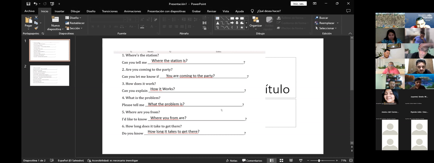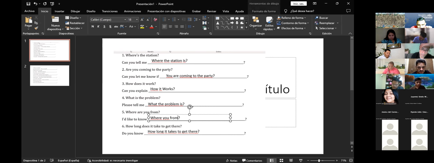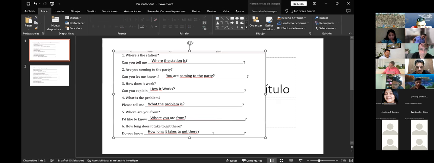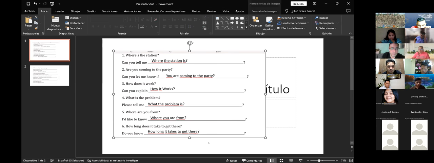Perfect. Number five, where are you from? I'd like to know where you're from. Okay. It is after you. After you. You are from. Exactly, where you are from. Okay, thank you. And number six, how long does it take to get there? Do you know how long it takes to get there? Perfect. Good. Okay.